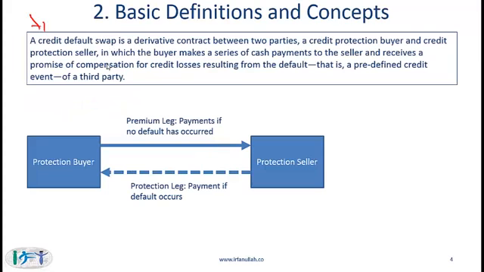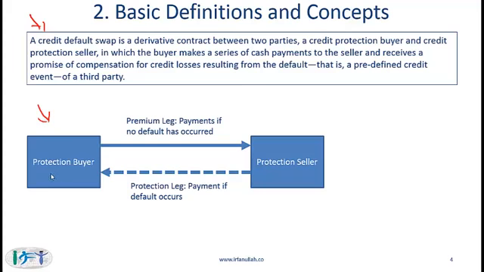Here is the definition of a credit default swap. A credit default swap is a derivative contract between two parties, a credit protection buyer and a credit protection seller, in which the buyer makes a series of cash payments to the seller and receives a promise of compensation for credit losses resulting from the default, that is, a predefined credit event of a third party. This picture will illustrate the point.